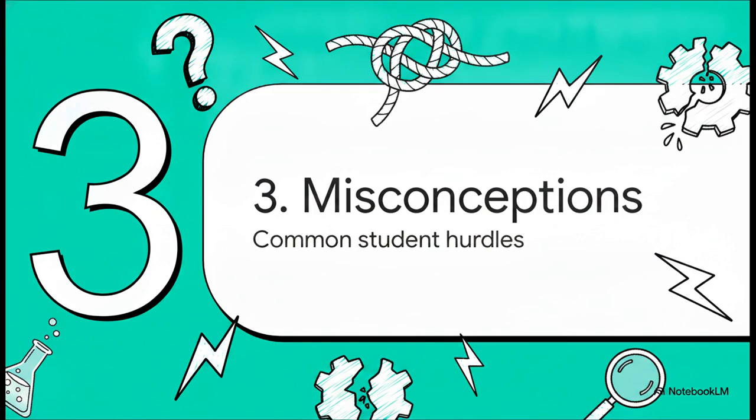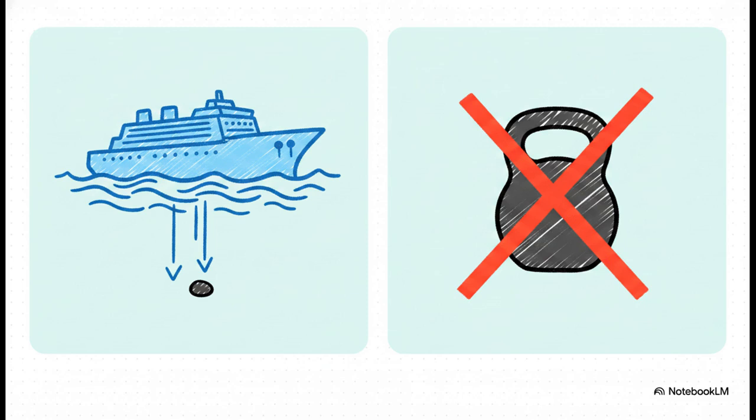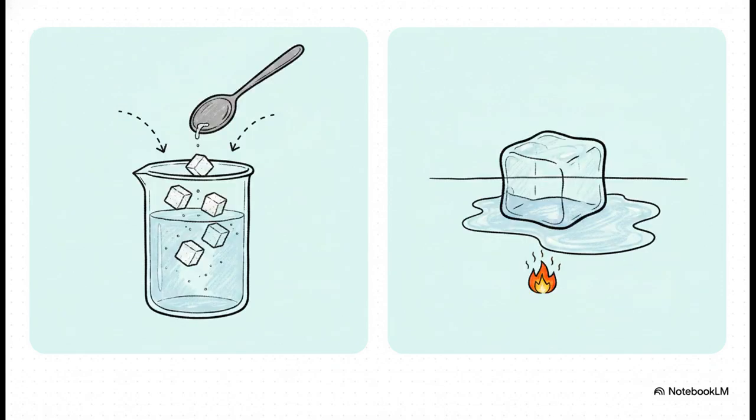All right, Section 3, Common Student Misconceptions. We've all had students who are fully convinced that heavy means it sinks and light means it floats. It's totally natural for them to think that, right? But you must explicitly teach them that mass or weight does not determine sinking. I mean, think about it. A tiny pebble sinks right to the bottom, while a massive, heavy ocean liner floats perfectly fine. You really have to continually reinforce that relative density is the true property that decides whether an object sinks or floats in water.